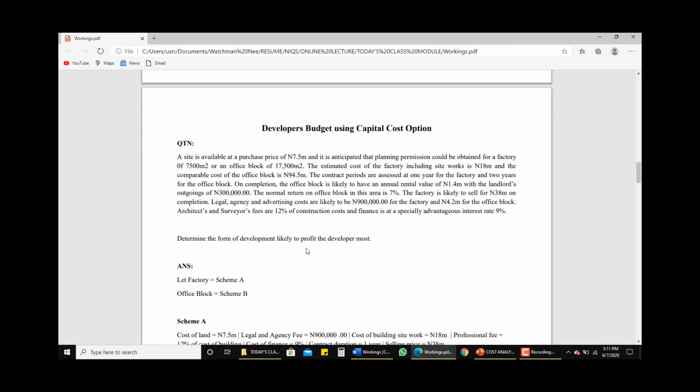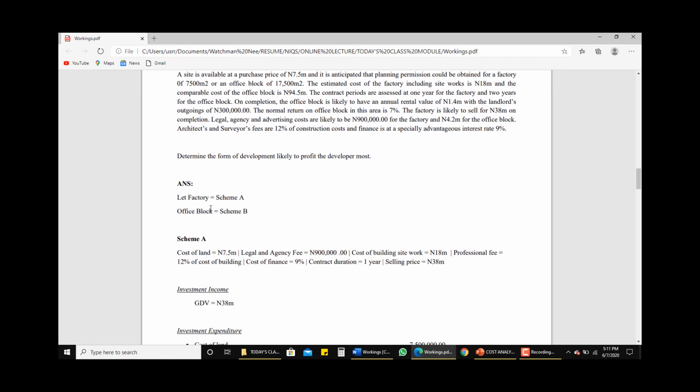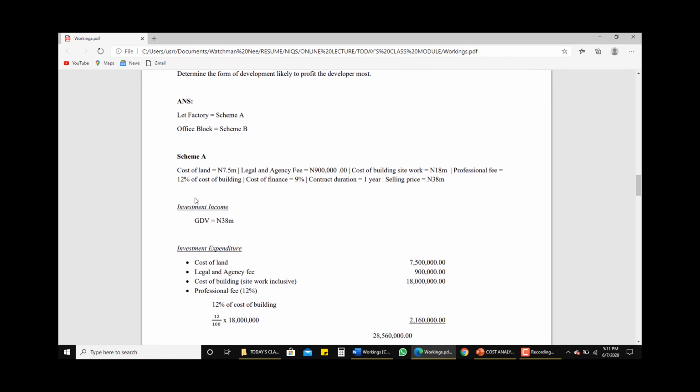Now, we have two schemes here. Like I said, a developer's project is prepared when we have two alternatives. The client is considering whether to invest his money in a particular scheme, or whether to invest in another scheme. So here we have two schemes. The first one is the factory, and the second one is the office block. So I say in our answer that factory equals scheme A and office block equals scheme B.